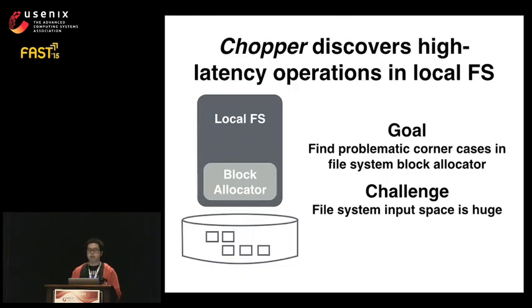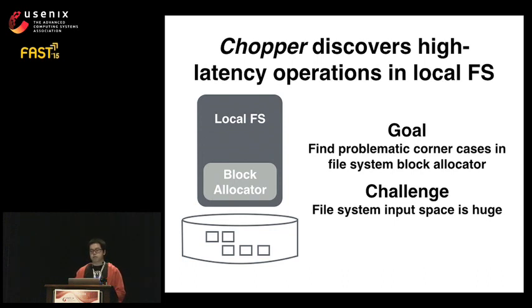To address the latency problem, we have built Chopper to discover the high latency operations in local file systems. Currently, it focuses on the block allocator, which determines the data layout on disk. Bad data layout can lead to very long data access latencies. For spinning disk, it leads to more disk seeks. For SSD, it leads to more time-consuming garbage collections.